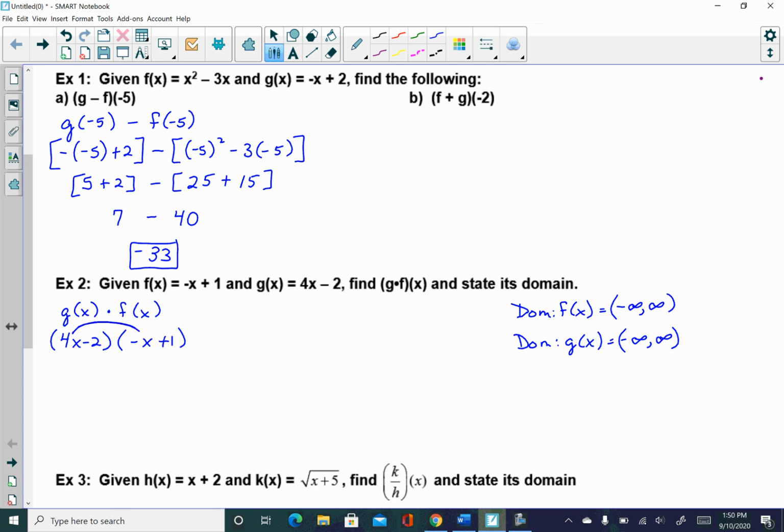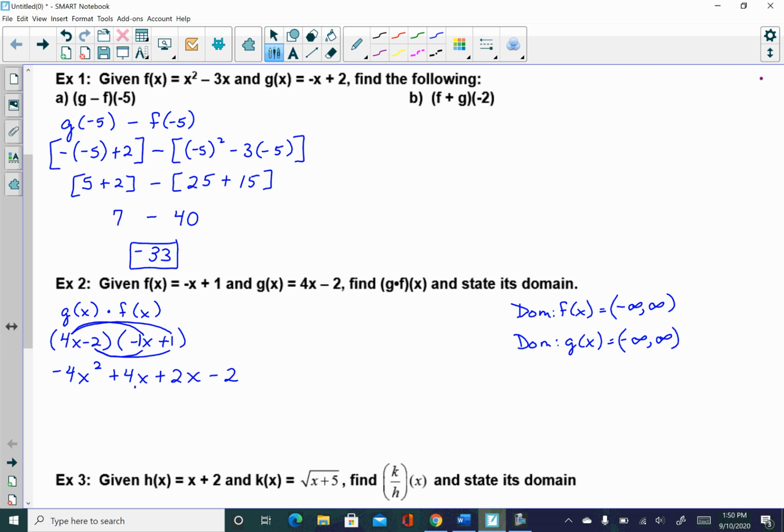So 4x times negative x. Remember, that's a -1 in front of that x. So 4 times -1, -4, x times x, x squared. That's your first. Outside, 4 times 1, 4x times 1. So that would give me plus 4x. Inside, -2 times -1, positive 2x. And then last, -2 times positive 1 will give me a -2.